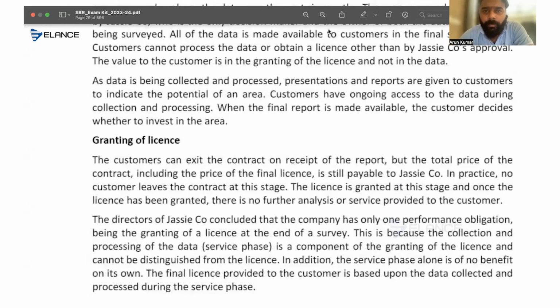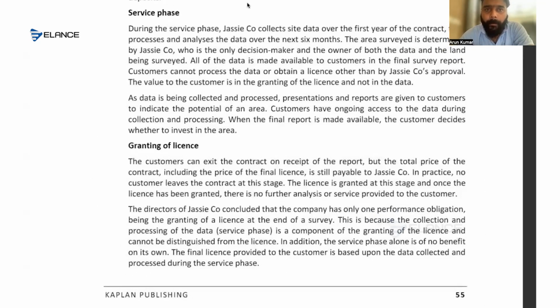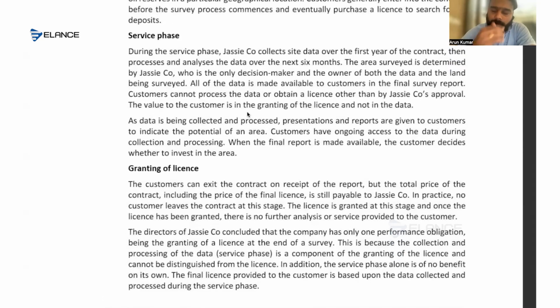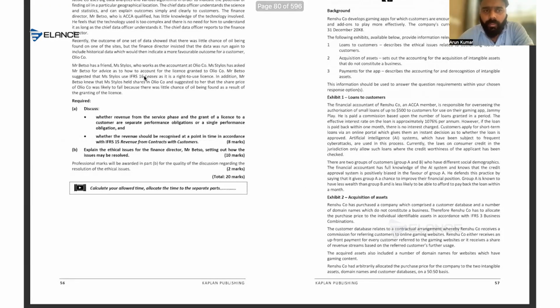So is it over the period or at a point in time? Is it over the period or at a point in time? Should be a point in time. Is that clear, everyone? Is that clear, guys? So altogether, these two phases should be put together into a single item, and we should account for it as a single performance obligation, and revenue will be recognized at that point in time. Is that clear? Can you reply in the chat? Yes. So we'll do the next one.